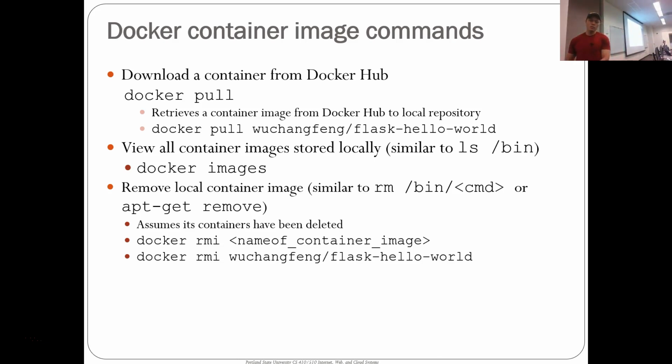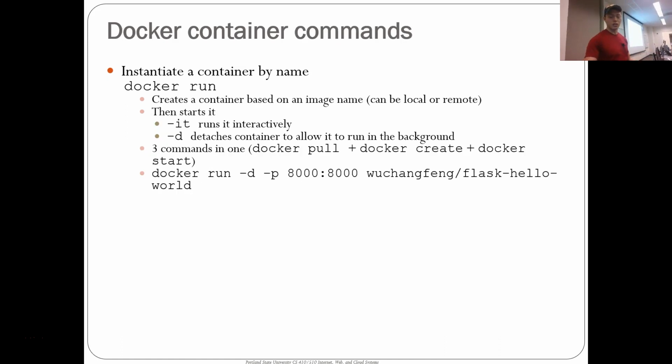And then if you want to remove images from your local store, because these things take up space, and if you don't have a lot of space on your operating system, then you can do a Docker remove image. So Docker RMI with the name of the container image. This is similar to removing a binary from /bin or doing an apt remove in your operating system to get rid of that image. Okay, so these are all image commands. So this is to basically manage container images.